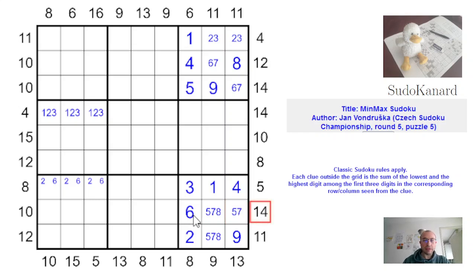And now this 14 clue can only be 6 plus 8 with 7 in between. So now the middle digit has to be a 5, so 5, 6. Because of this 5 clue, this has to be a 2, sandwiched between 1 and 4. 1 won't work with 12, so that's a 1, that's a 4. There has to be a 9 here.